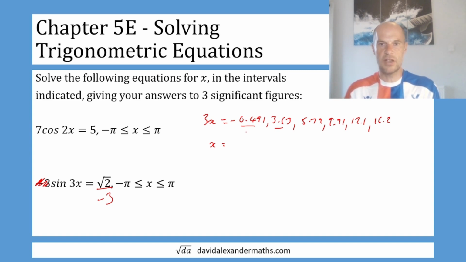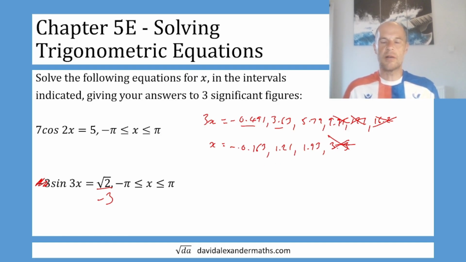by 3. So minus 0.491 divided by 3, so the first solution so far is negative 0.163. The next one is 3.63 divided by 3, and that is 1.21. 5.79 divided by 3 is 1.93, so still easily within range. Next one, 9.91 divided by 3, which is 3.3. Now that is definitely greater than pi, so that is not a solution. So I can ignore the 12.1 and the 16.2 as well. So far I've got 3 solutions.